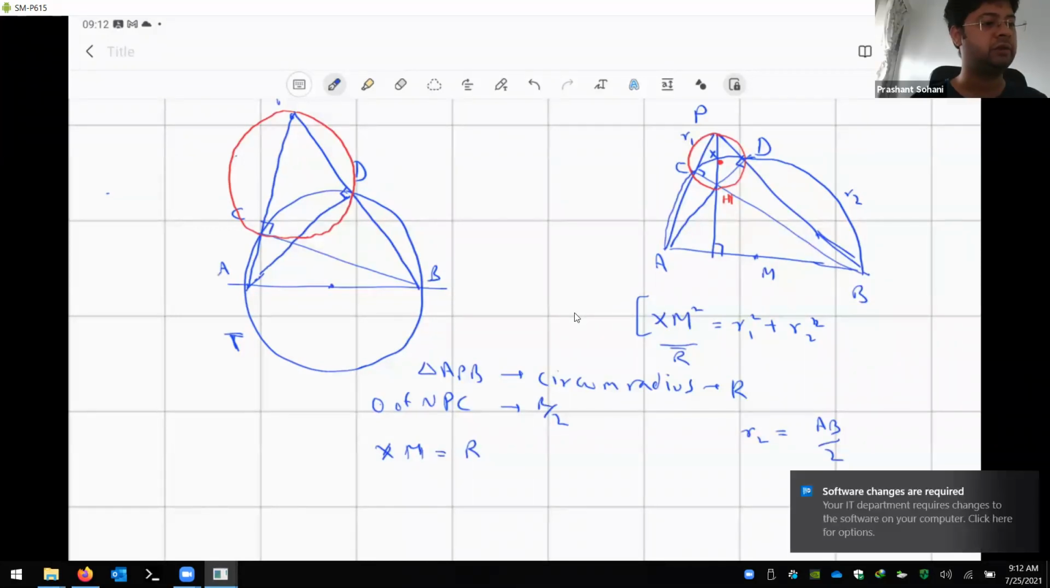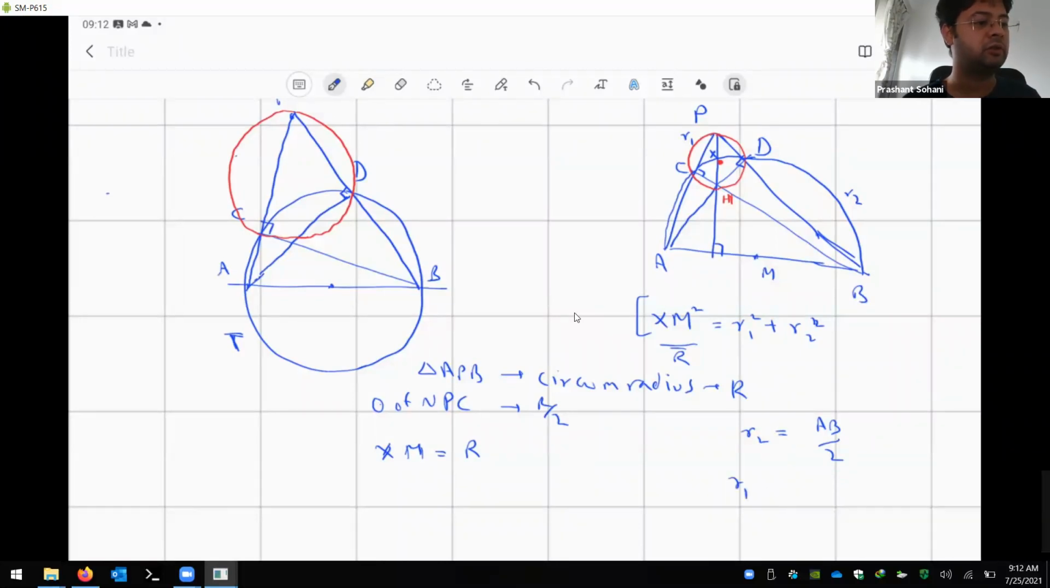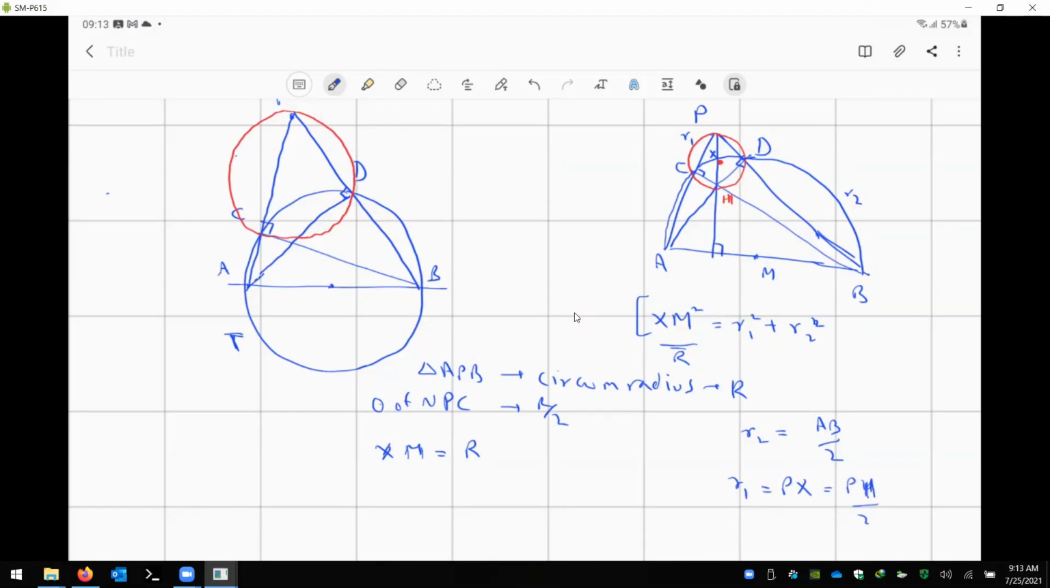And R1 in the above diagram is basically PX or XH, any of them. But particularly it is half of PH by 2. Okay. Now, is there anything else that you know about this diagram which can help us to solve this problem? PX is equal to OA dash. That is OM.